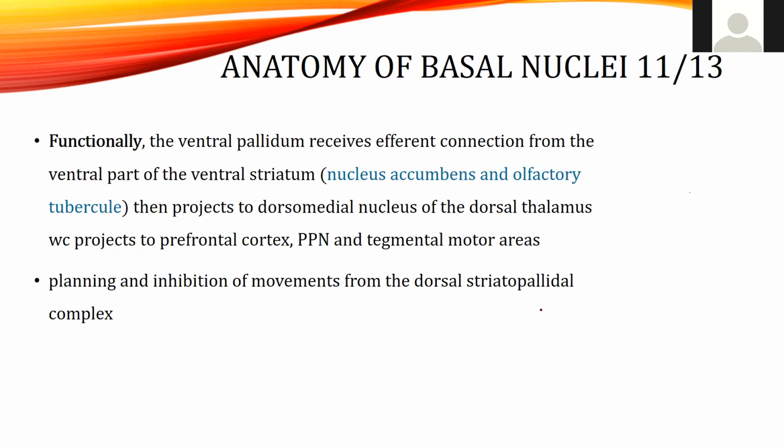Functionally, the ventral pallidum receives efferent connections from the ventral part of the ventral striatum. That's the nucleus accumbens and the olfactory tubercles. They then project to the dorsomedial nucleus of the dorsal thalamus, which projects to the prefrontal cortex, the pedunculopontine nucleus, and the tegmental motor areas. Their function is to plan and inhibit movements from the dorsal striatopallidal complex. This has been explained further.